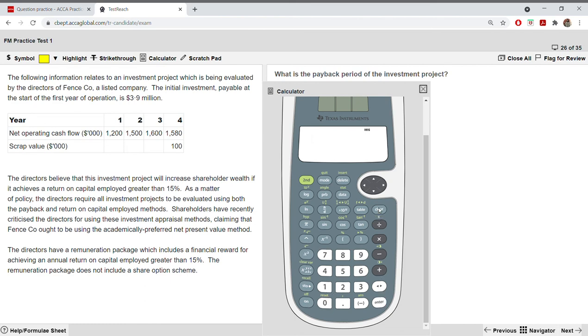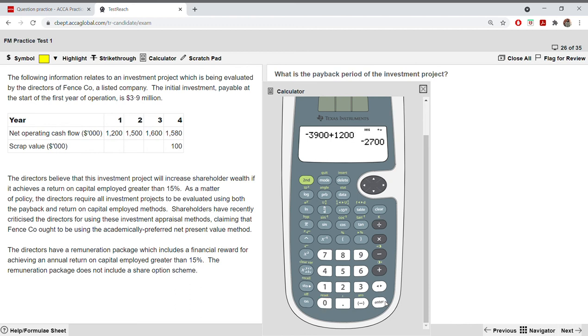Okay, so the moment you put minus 3900, you can put 3900 or 3.9, but it's better we put 3900 so that you don't get confused. This is the initial investment, so it will be negative. Now you keep adding your inflows to see at which point you are getting a positive return, plus first year net operating cash flow, 1200.